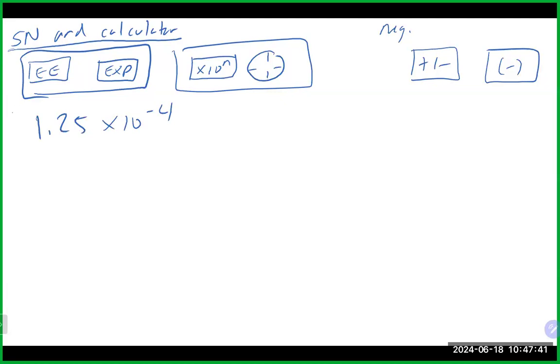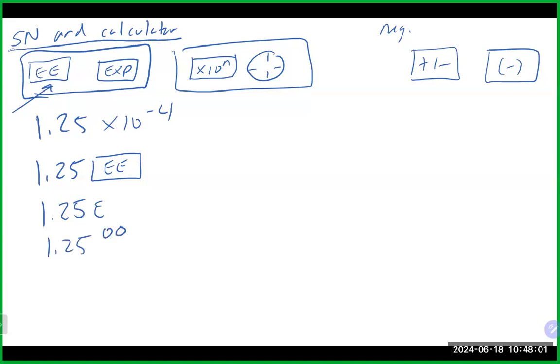We'll start with these buttons here. You should hit 1.25. You then should hit your exponent button, one of those two buttons. On your calculator, it will do one of two things. It may just pop an E up next to the 1.25. It may also pop up a couple of zeros, or it may even throw up a little times 10 very small and pop up a couple of zeros, something like that.